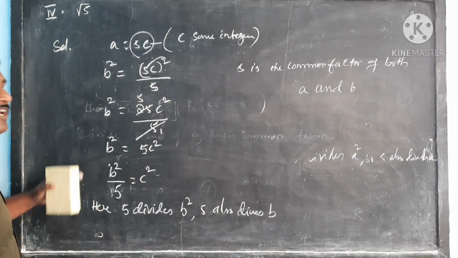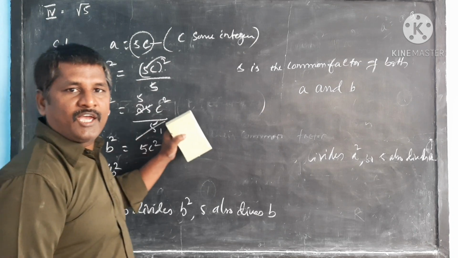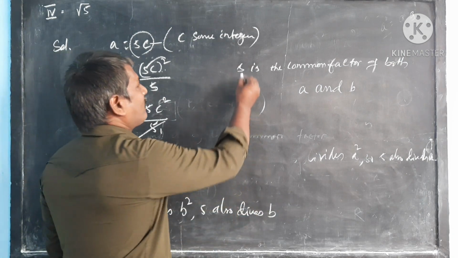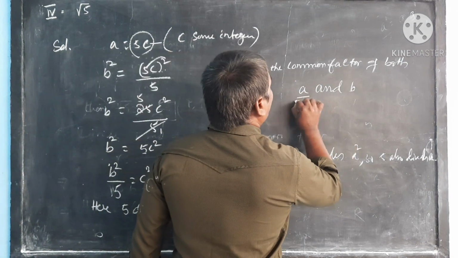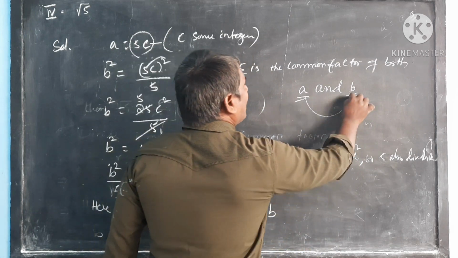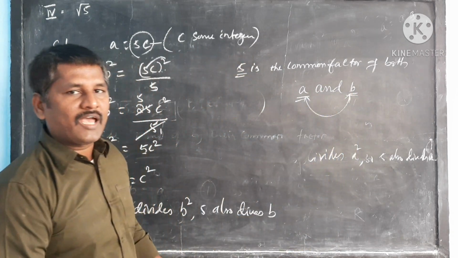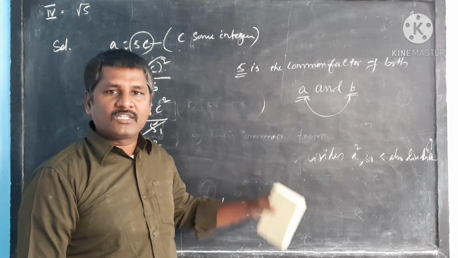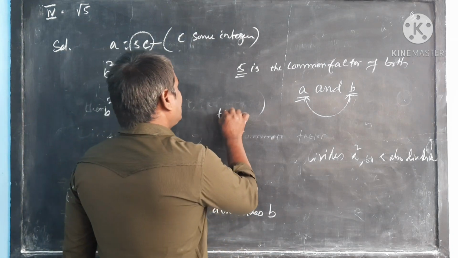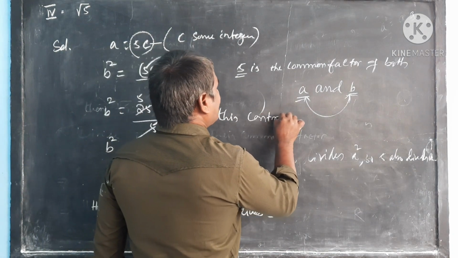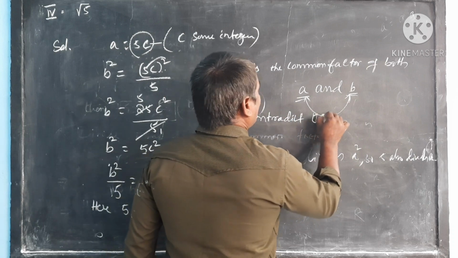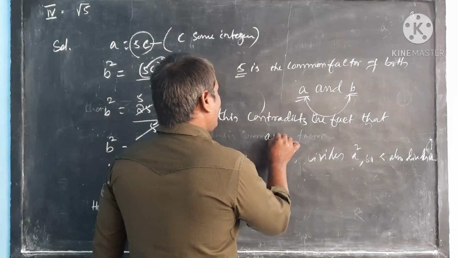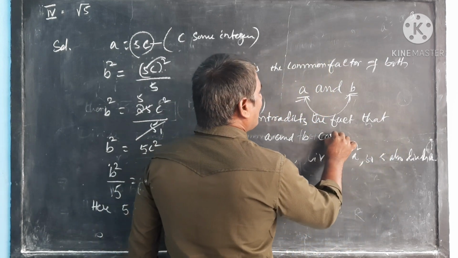When you took the first case, root 5 is equal to a by b, where a and b are co-primes, but here you got 5 as the common factor of both a and b. Co-primes, you know, do not have any common factor other than 1. So here 5 has come as a common factor. This contradicts the fact that a and b are co-primes.